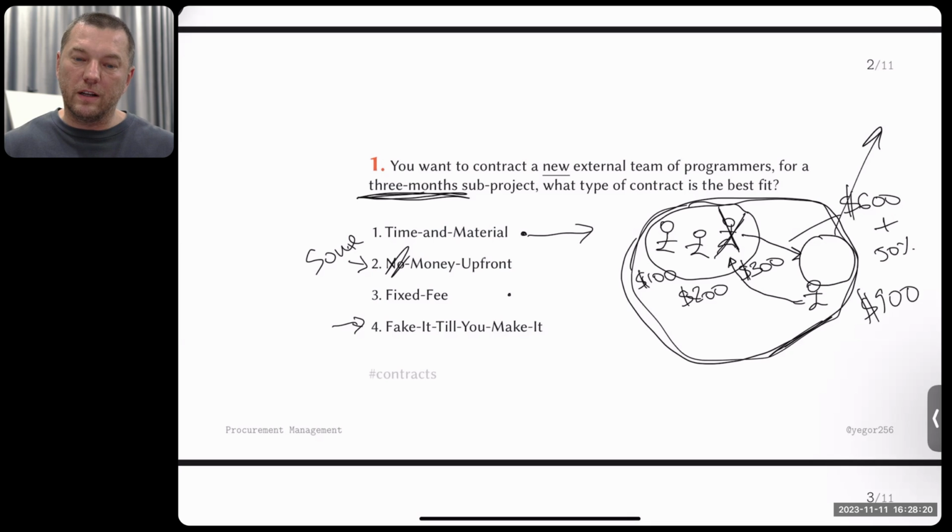And this is in the contract. This is called time and material. Time means I pay for the time. I don't pay for the result. I don't pay for the code. I don't pay for the bugs. I don't pay for the features. I pay for time. And material.